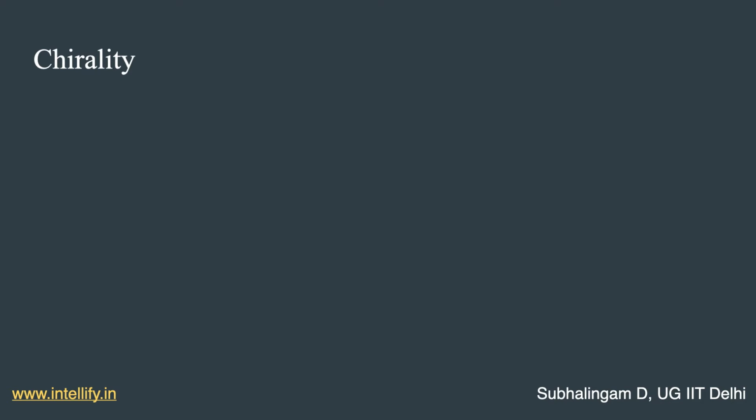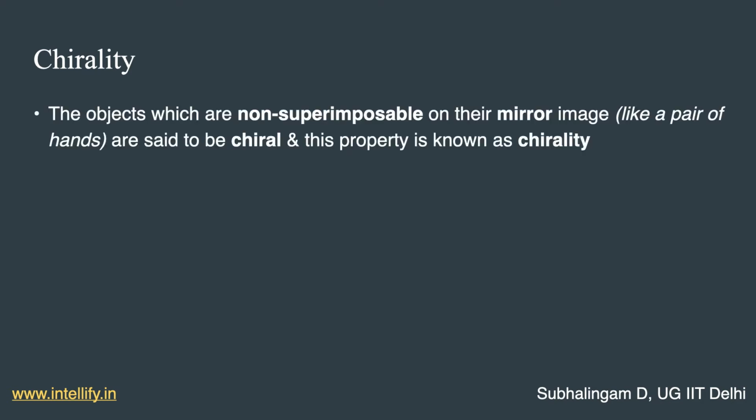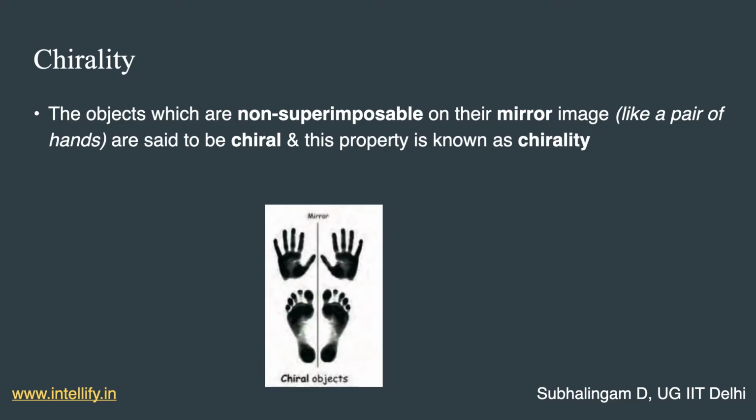A new term again, chirality. Objects which are non-superimposable on their mirror images are said to be chiral, and this property is called chirality. Let's look at a simple example. Take your hand and place it in front of a mirror, then take the mirror image and superimpose it on your other hand. Are they the same? Are they identical? No. So a pair of hands is an example of non-superimposable mirror images. Similarly, your feet.